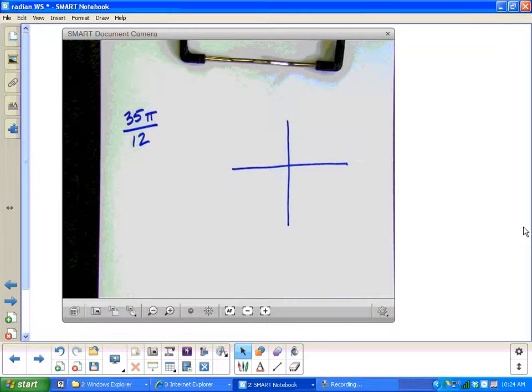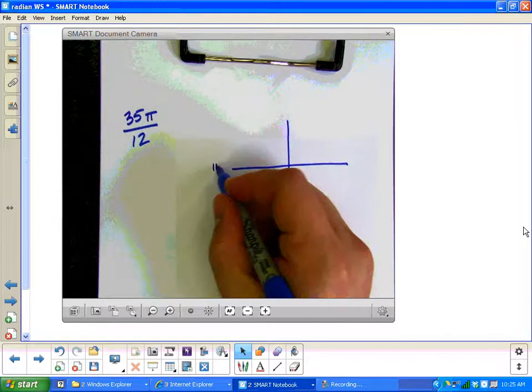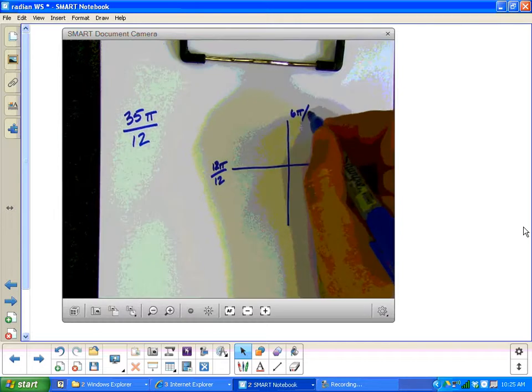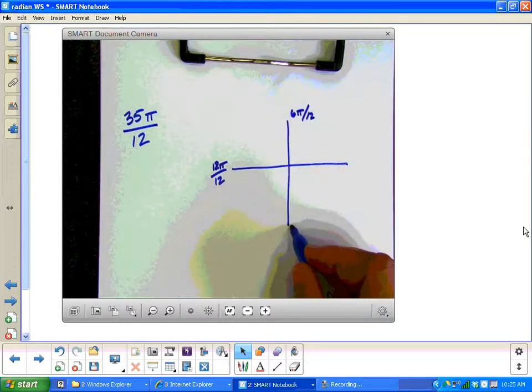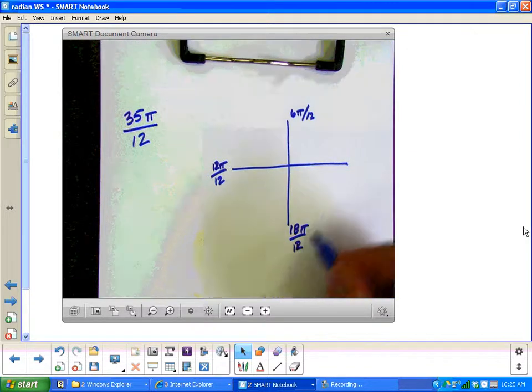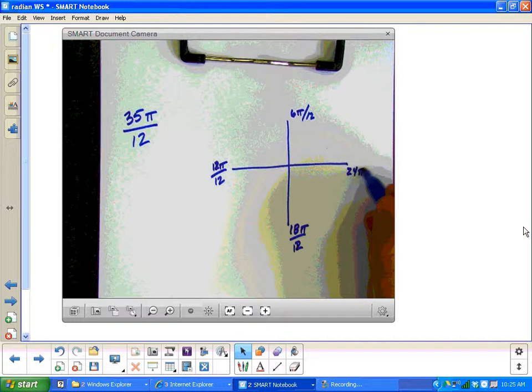Okay. Now, let's think about this one. Think what? 12 pi over 12, right? This would be 6 pi over 12. This one would be 18 pi over 12. And so this one would be 24 pi over 12.